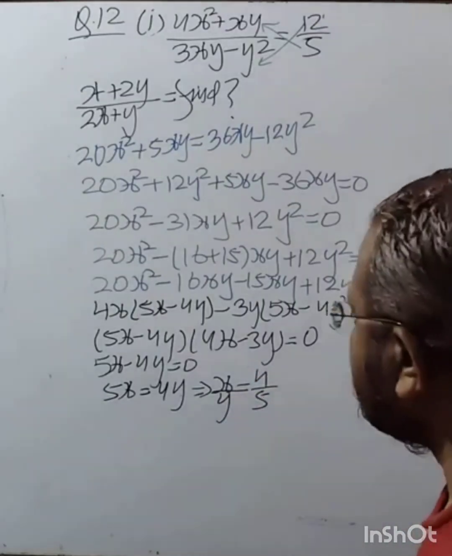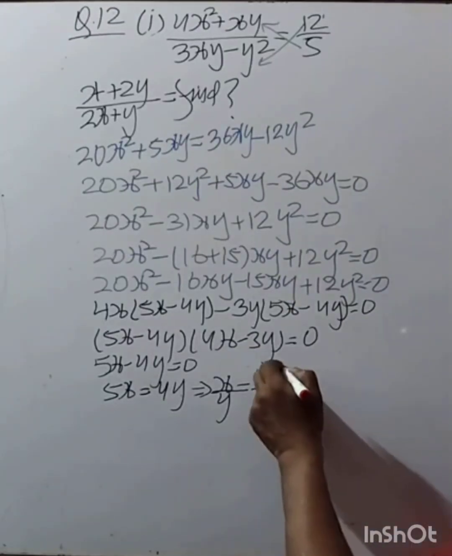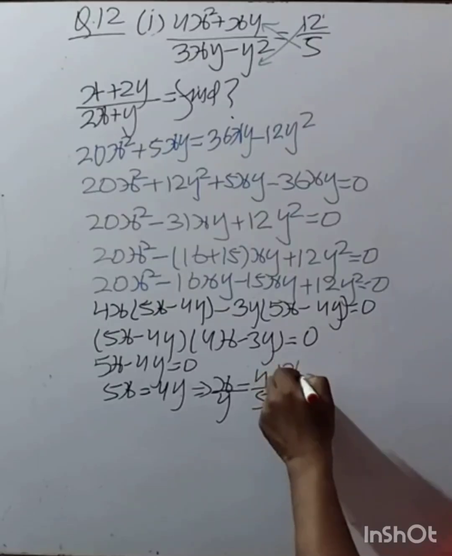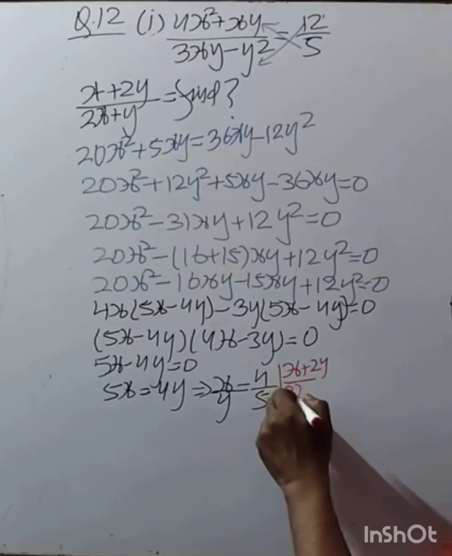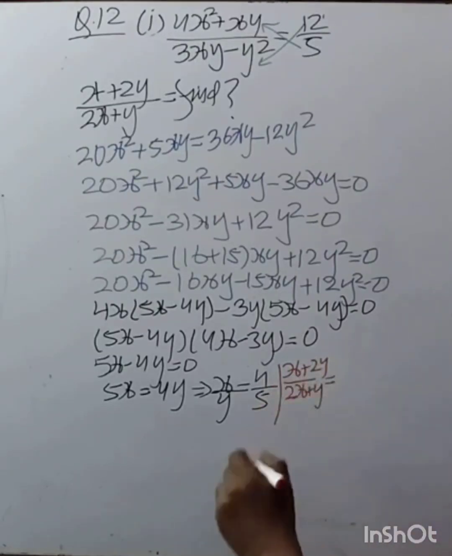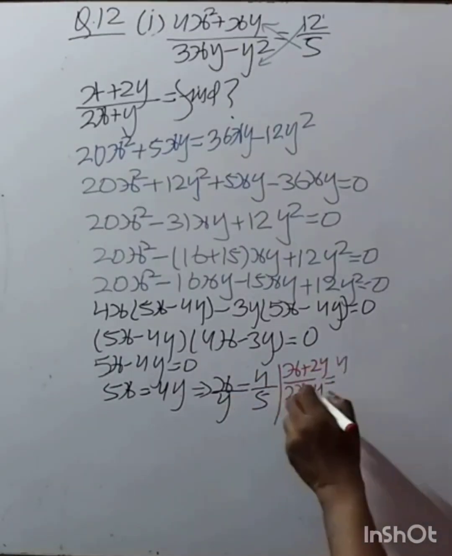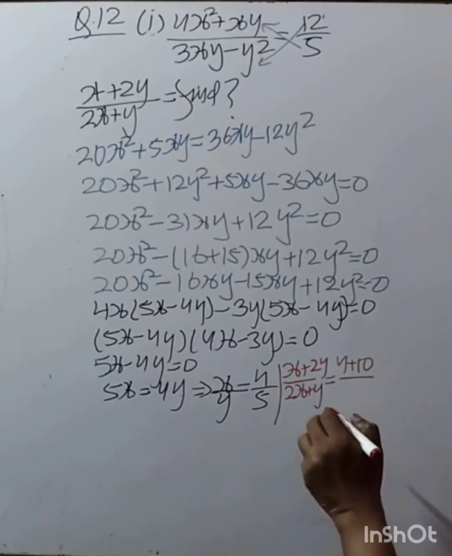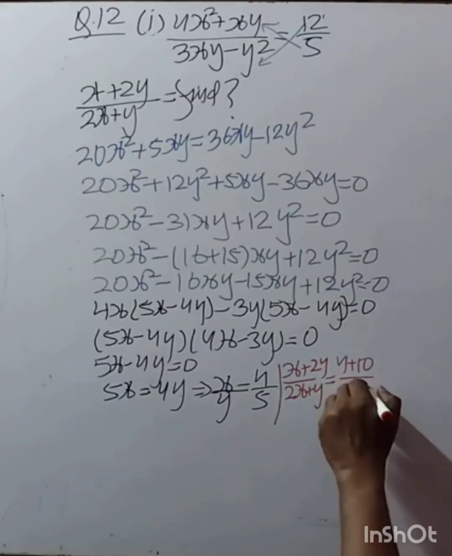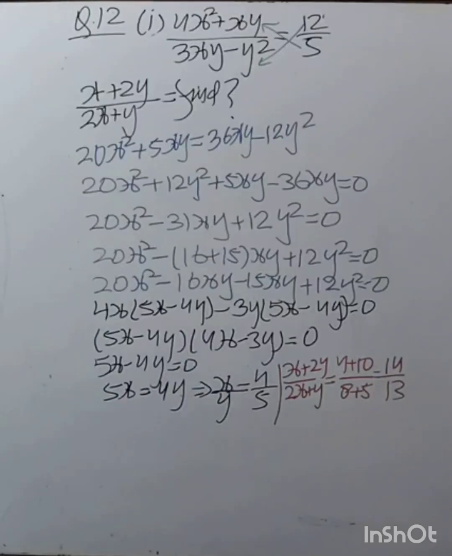Right. So what do you have to find? We have to find the value of x plus 2y upon 2x plus y. So it is 4 plus 10 upon 8 plus 5. How much do you get? 14 upon 13. What is your answer in the book?